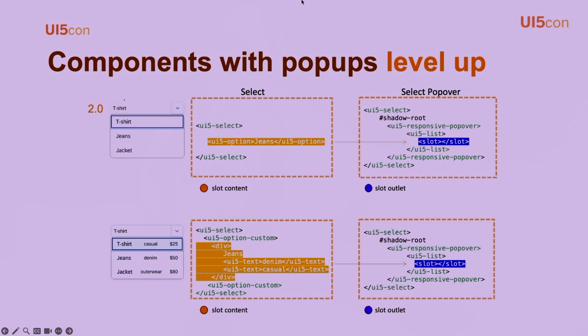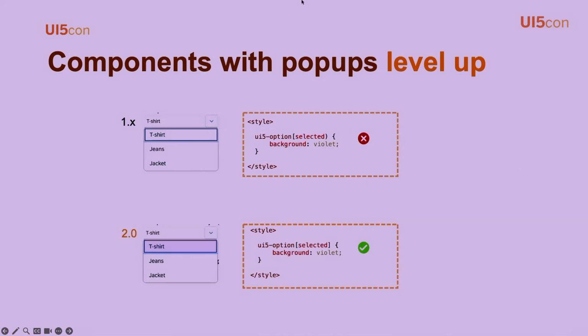Okay, and the second enhancement is the extended overstyling capability. In version 1, as I said, the option element or the drop-down element is not physically rendered in the popover. It's just an abstract element that we read the state from and render something else. But now that in version 2 it's physically rendered, we can just style it with a simple CSS like this. I can change the background of the UI5 option with these 3 lines of CSS.